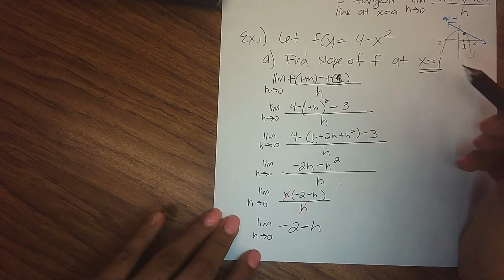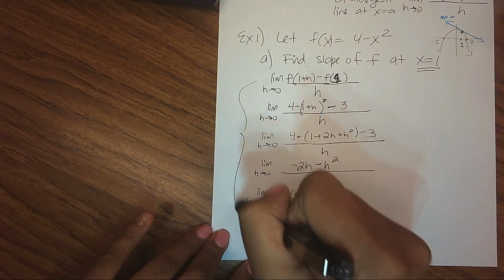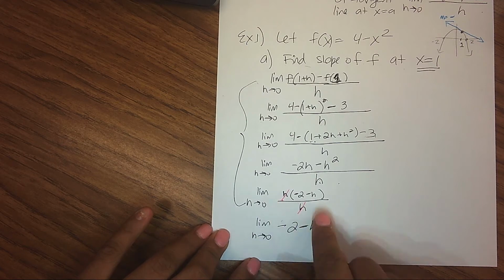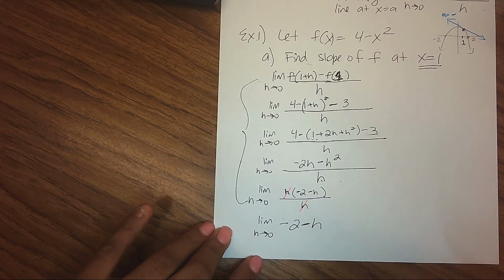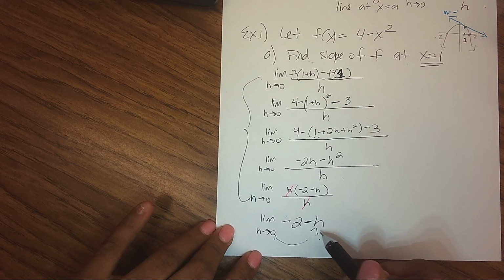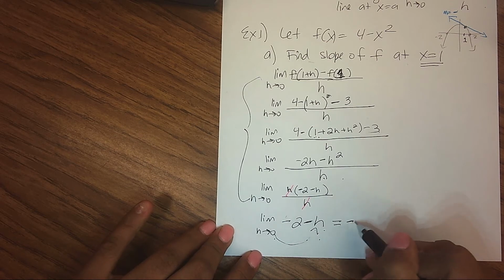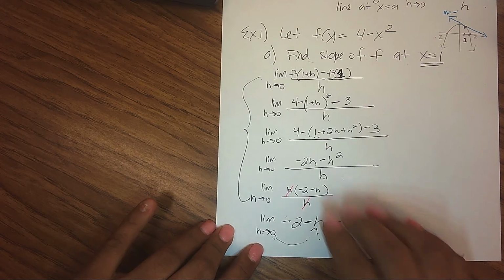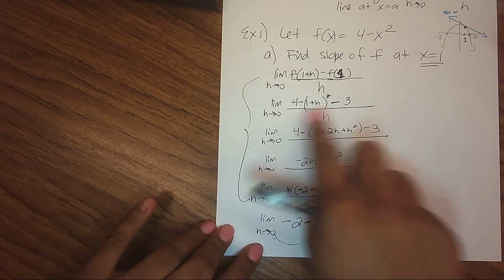All of this was the work to get the h's to cancel so I can do direct substitution. Here's my last step. I'm going to evaluate this limit using direct substitution. When I do direct substitution, I just get negative 2. For h, I just plugged in 0. Again, it seems like a lot because I showed every single step.